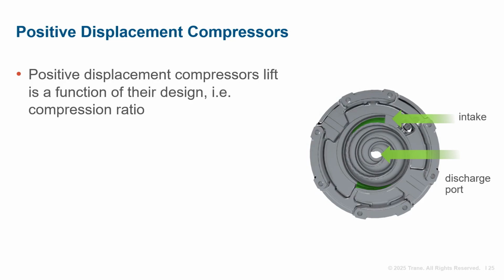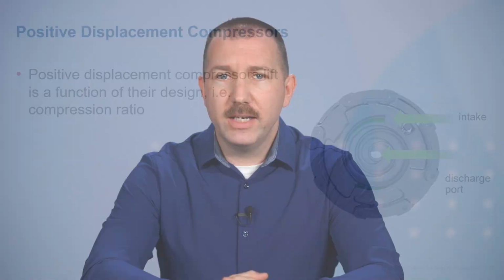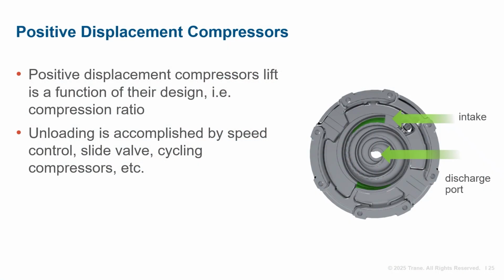Let's compare how positive displacement compressors differ from centrifugal. Positive displacement compressor lift is determined by their design compression ratio. In scroll compressors, it would be the ratio of volume at the intake port divided by the volume at the discharge. Reciprocating and helical rotary compressors are also designed for a specific compression ratio. To unload, compressors can be cycled on and off, speed varied, or in the case of helical rotary compressors, a slide valve can be used.